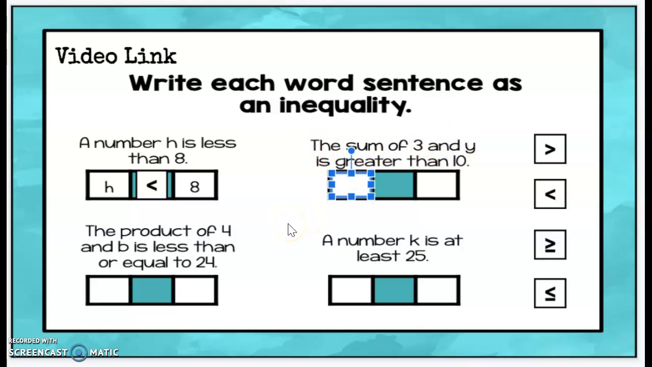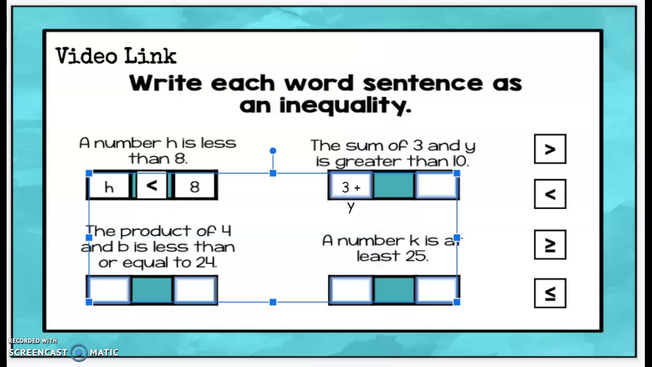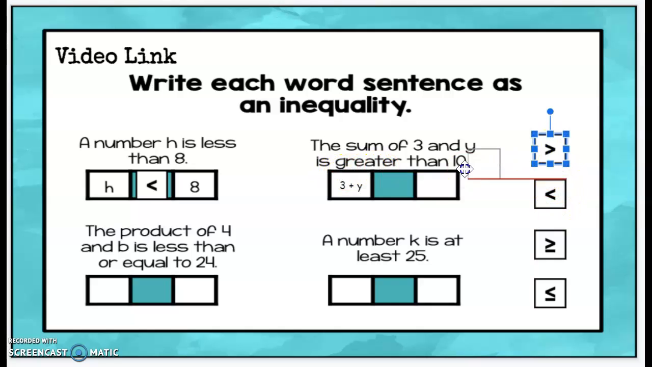So sum means we're adding. So 3 plus y, and somehow I thought I had changed these. Let me change these to at least 16. Whoops, maybe even smaller than 16. Let's go 12. Okay, so now you can see it. The sum of 3 plus y is greater than, so let's look at our greater than symbol, than 10. That's how you would write this inequality.